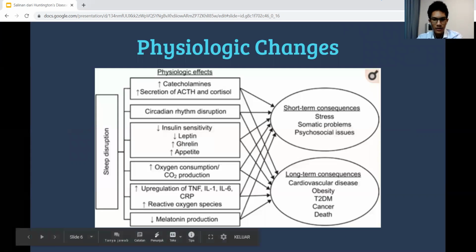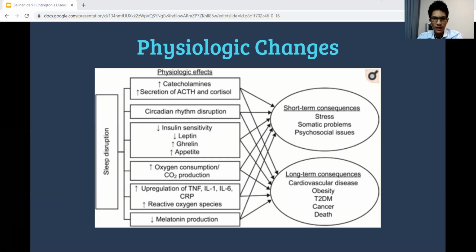Now, I am about to explain the physiologic changes that sleep disruption has on our bodies. It mainly revolves around the activation of the sympathetic nervous system, the sympathoadrenal system, and the hypothalamic-pituitary-adrenal axis. And all of these systems lead to some of these changes. First is an increased metabolism, evidenced by an increased oxygen consumption and carbon dioxide production. Also, there have been found increased levels of catecholamines, norepinephrine and epinephrine, which may be correlated with fragmented sleep.